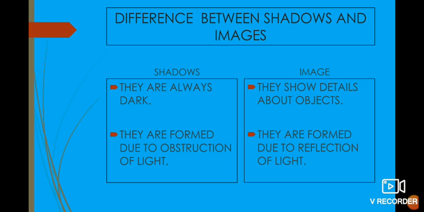How is a shadow formed? A shadow is formed due to obstruction of light because light is not being allowed to pass. Light is being obstructed. That is why a shadow is formed. Why is an image formed? An image is formed due to reflection of light. Light is being reflected back from a surface. That is why an image is formed there.